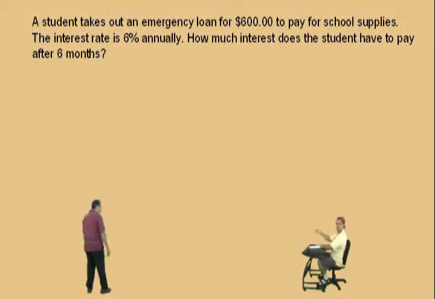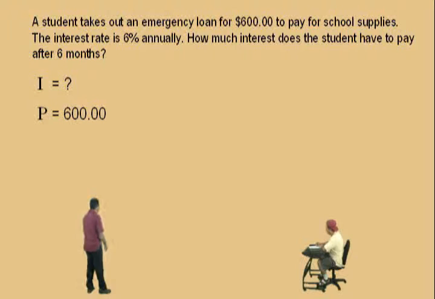Now, a student takes out an emergency loan for $600 for school supplies. The interest rate is 6% annually. How much interest does a student have to pay after 6 months? Now, notice here our time is not a full year, it's 6 months. So keep that in mind. Now, our interest is what we're going to calculate, right? How much interest does the student have to pay?